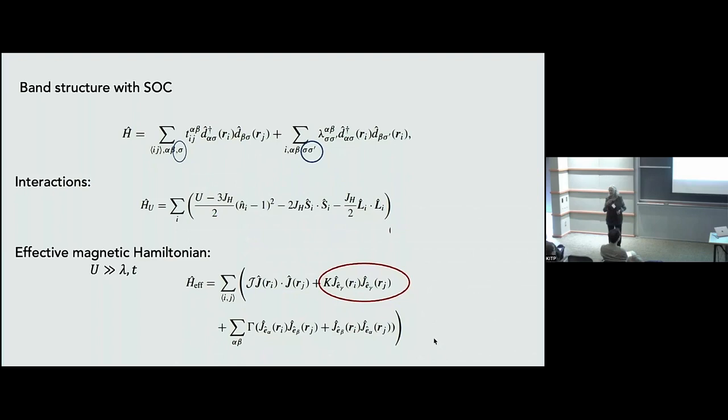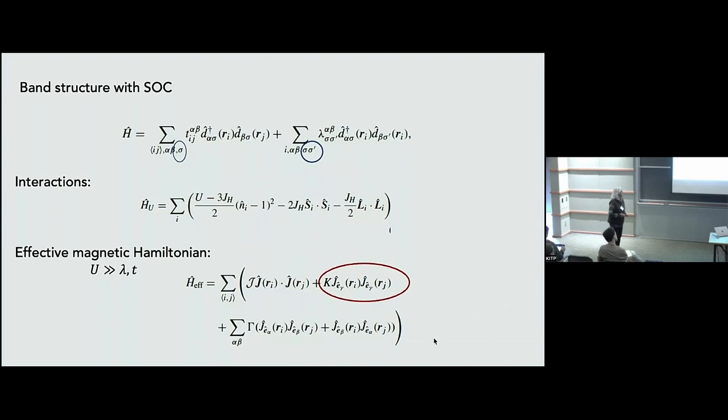And you have interactions, U, and then at large U, you can effectively derive some magnetic Hamiltonian based on these symmetries. And now the terms in this magnetic Hamiltonian are of three kinds: usual Heisenberg, Kitaev, and the symmetric exchange term gamma.